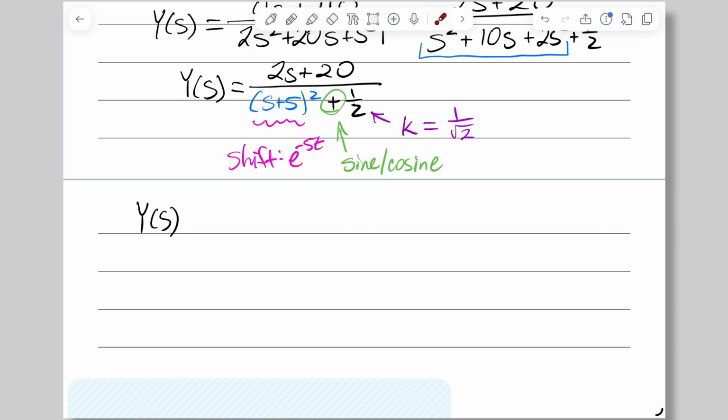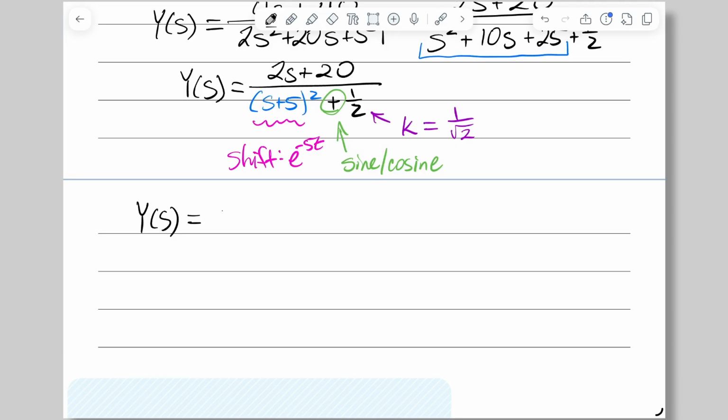There are multiple ways to proceed from here, so this is only one possible path. I'm looking at this numerator, 2s plus 20. We have a thing squared plus thing squared in the denominator. Like I said, that's going to give us sine and cosine. The existence of an s in the numerator tells me I'm going to have a cosine. The existence of a term, that 20, that doesn't have an s tells me that we're going to have a sine.